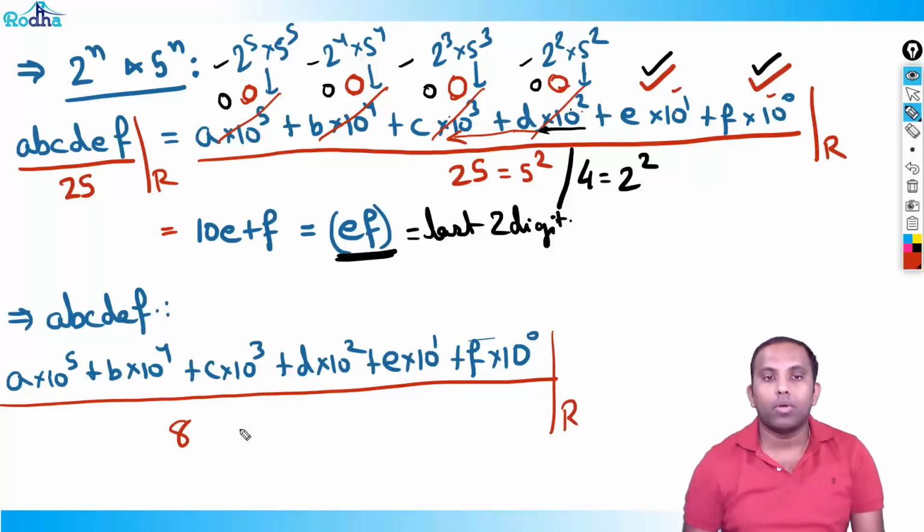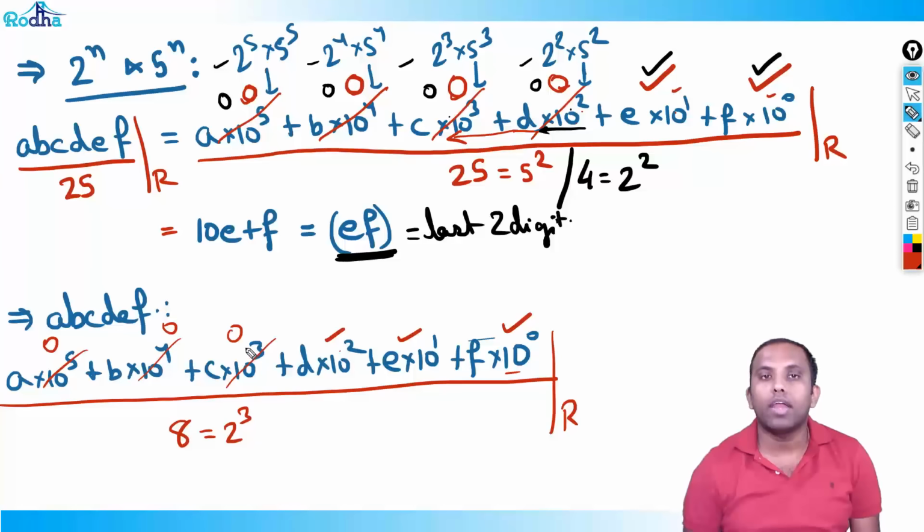What is the remainder? 8, right? Now what is 8? 8 is nothing but 2 cube. Okay. So if 8 is 2 cube, again you see 1 by 8 you will get some remainder, 10 by 8 you will get some remainder, 100 by 8 you will get some remainder, but after that 1000 by 8, what is the remainder? 0. 10,000 by 8, what is the remainder? 0. All become 0. Why?